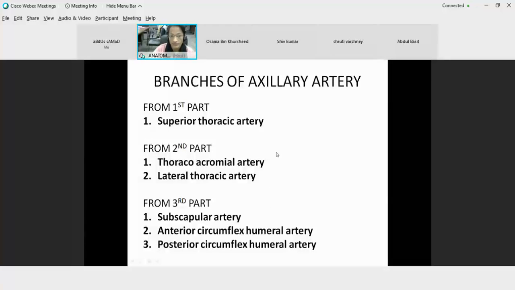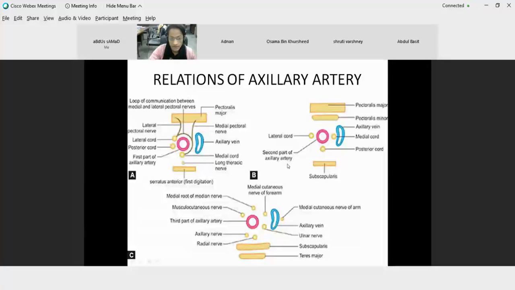Excuse me, ma'am. Yes, yes. Ma'am, what is this loop of communication in the first part? What is it? Fascia, deep fascia, or any other covering? No, it is a fascia covering it.